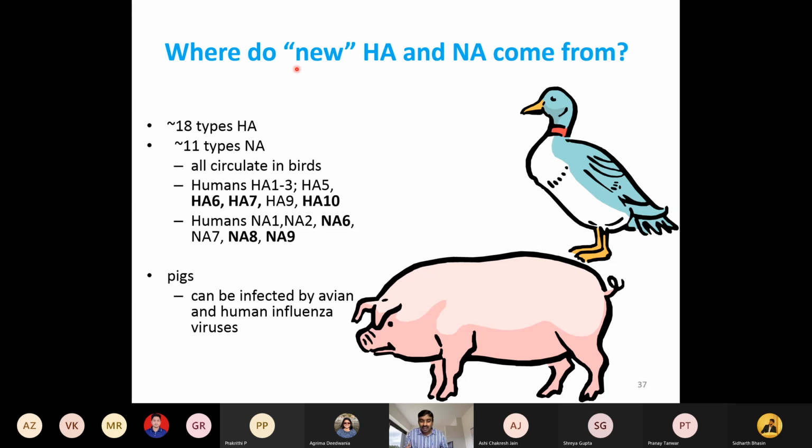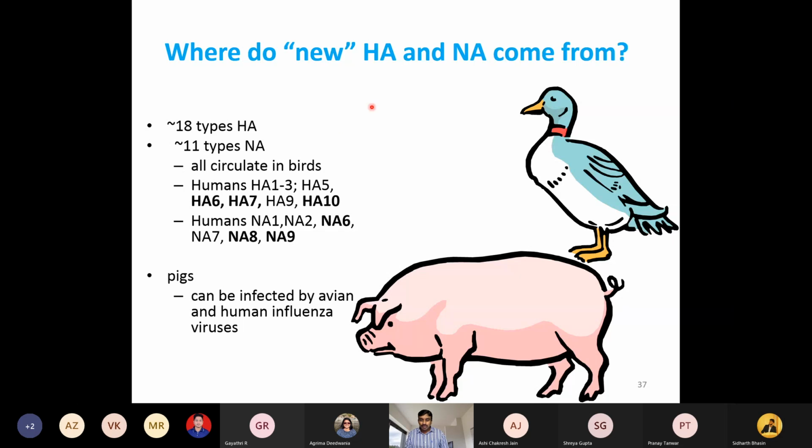Where do the new H and N configurations come from? Like I've told you before, there are 18 types of hemagglutinin. All of them circulate in birds, and about half of them circulate in humans. I have some in bold. You don't have to memorize any of these numbers. The numbers in bold are ones I included maybe this year or last year. Those configurations have affected humans only in the last couple of years. So the reason I have that in bold is so that you understand that the H and the N configurations that affect humans are constantly expanding.